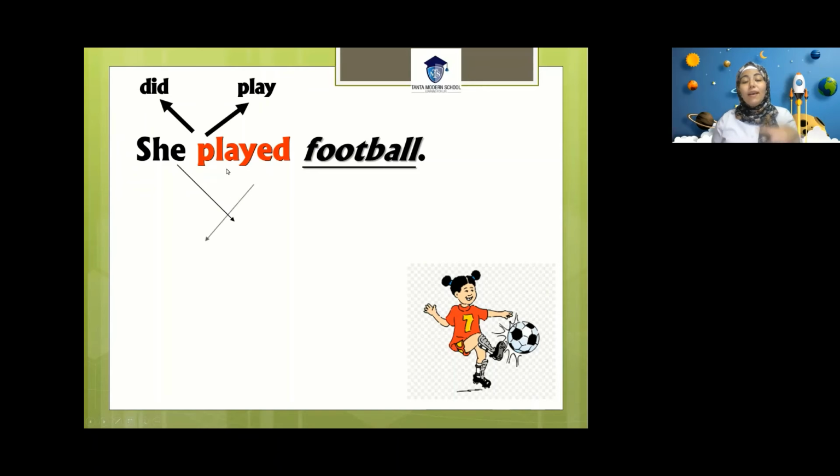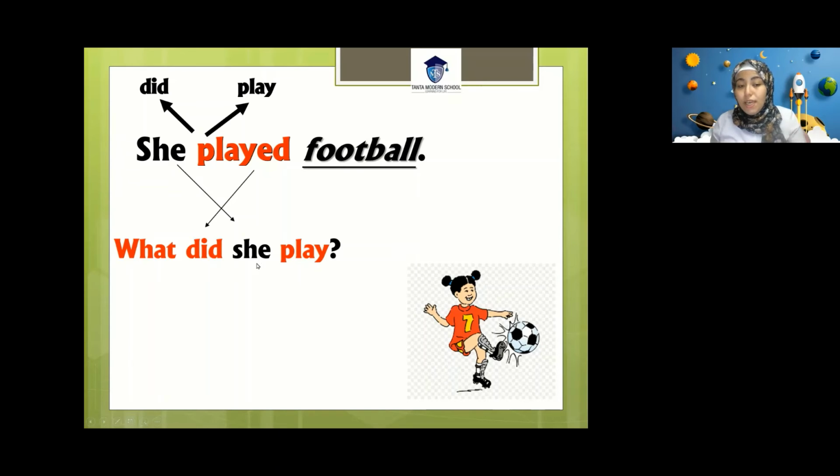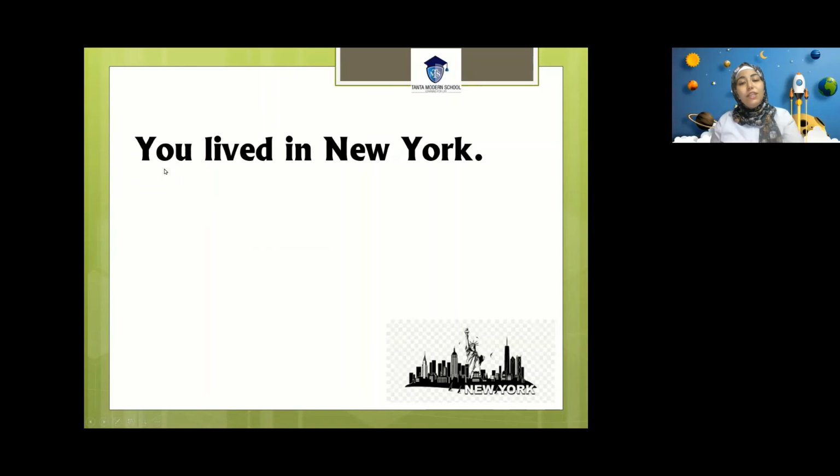Then we make a cross. And after this, we have what did she play? So the question word, then did, then we have the subject she, and the verb infinitive. And the answer will be she played football. Here, you lived in New York.